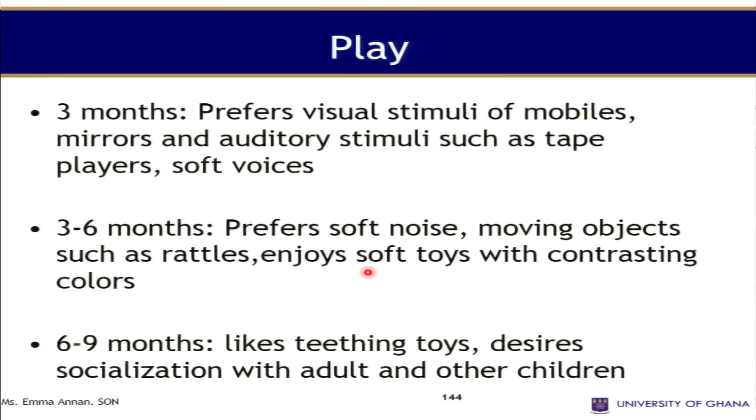At 3 months, they prefer visual stimuli such as mobiles. They enjoy looking into the mirror, that's their play. Then they also enjoy auditory stimuli such as tape players and soft music. So when they are in the room, you can play the tape for them to enjoy. At 3 to 6 months, they prefer soft noise. They like moving objects such as rattles. They also enjoy soft toys with different colors. At 6 to 9 months, they like teething toys. They also like socializing with other children and adults.